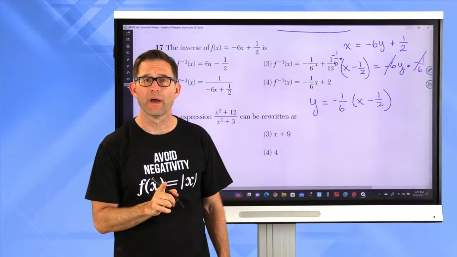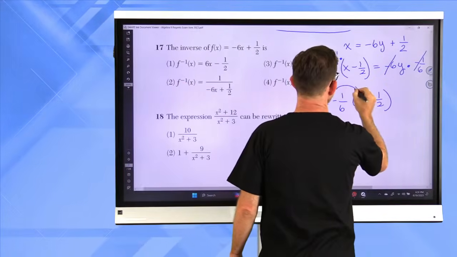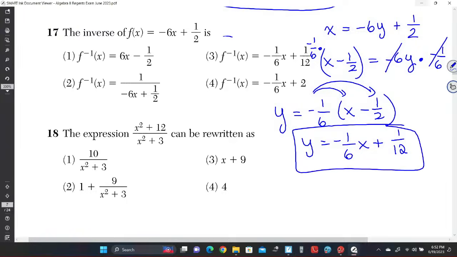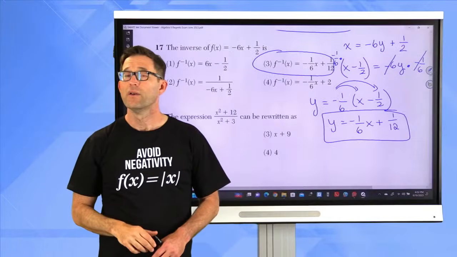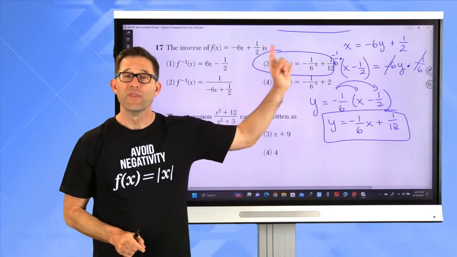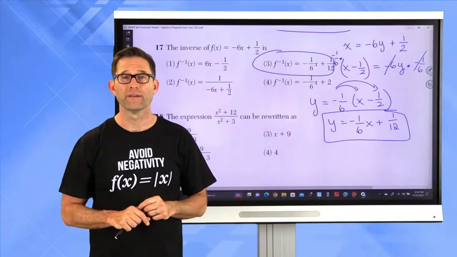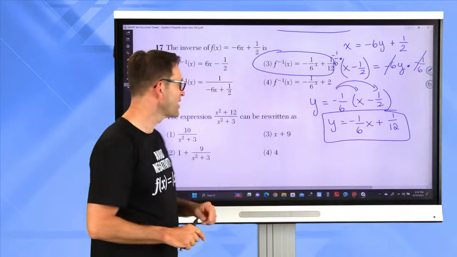We're getting close, right? But now what I'm going to do is distribute that multiplication by negative 1/6. And I'll get negative 1/6 x, and now negative 1/6 times negative 1/2 will be positive, and then, hey, multiply fractions. Multiply their tops, multiply their bottoms, and there is the equation of the inverse. All right? No matter how ugly it is, this method will always work. Switch x and y and solve for y. Okay, let's take a look at number 18.